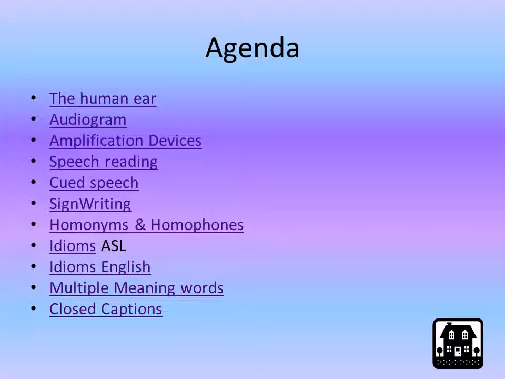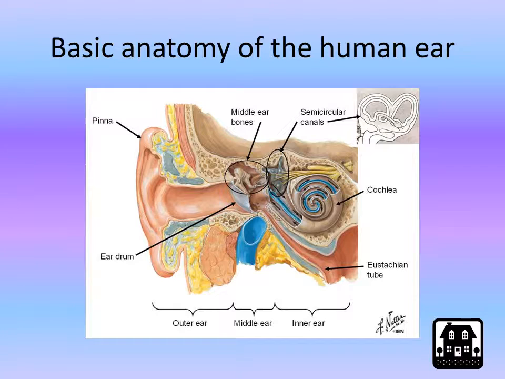Our learning objective today is to discuss some of the concerns and some of the difficulties that students with a hearing loss may have in the classroom. We'll start out with a basic discussion of the human ear and our familiar sounds audiogram. We'll talk about amplification devices, communication strategies and choices that families have, and then we'll look at some of the struggles such as homonyms and homophones, idioms, and multiple meaning words. We'll also look at how to add closed captions.